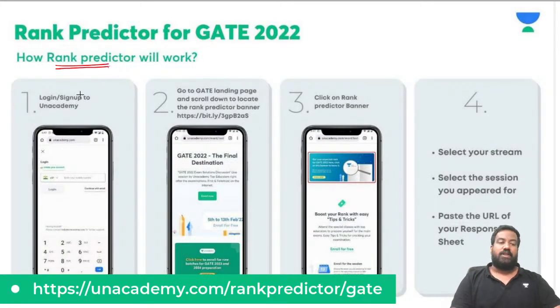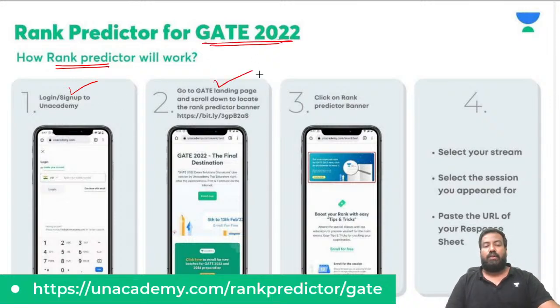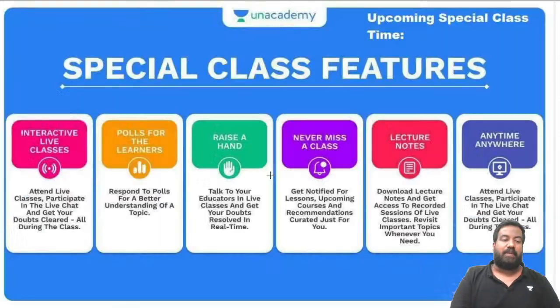The rank predictor, which is on here, makes it very easy to check your rank. If you attempted GATE 2022, just log in, go to the GATE landing page and click on the rank predictor banner, select your stream, select your session, paste the URL, and your rank will be displayed.